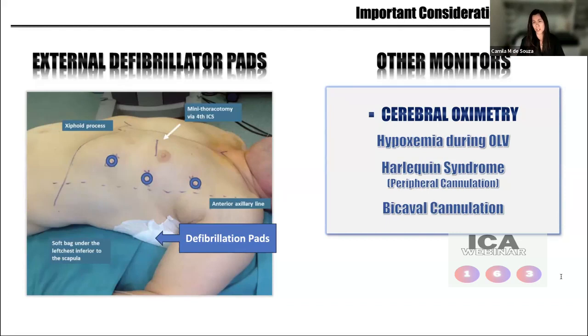And a lot of times we are doing bicaval cannulation for some of these cases. So I think cerebral oximetry in these situations just adds another layer of safety to the procedure.